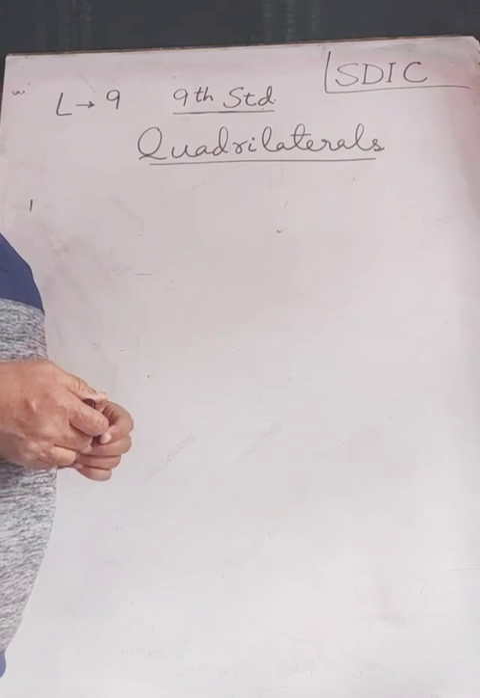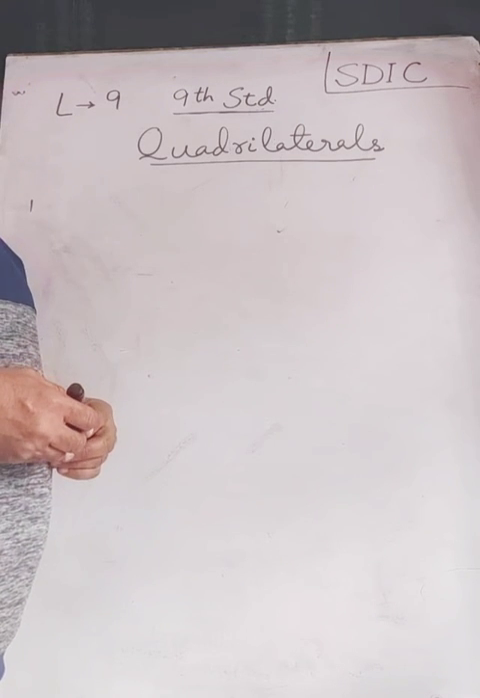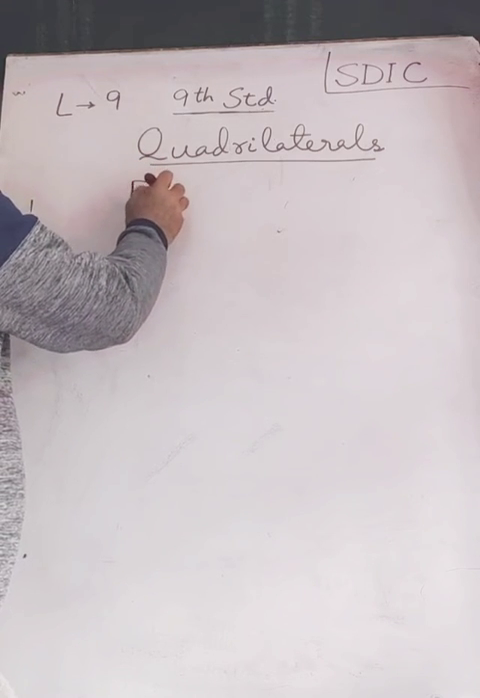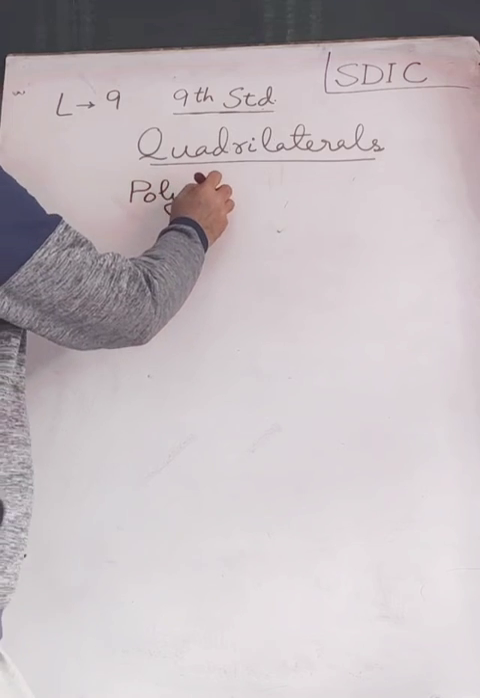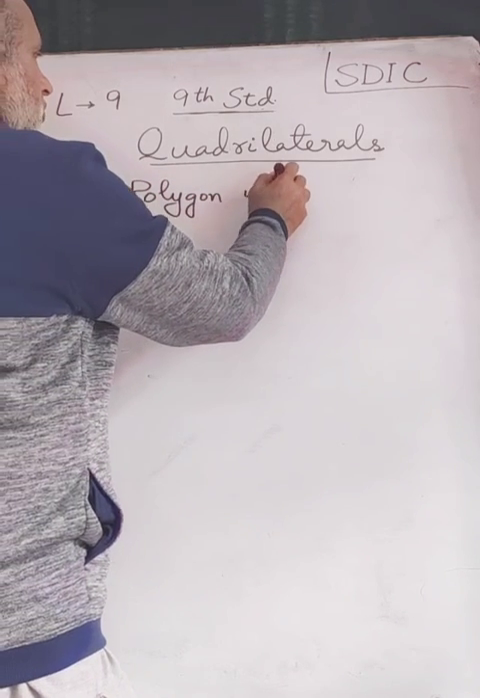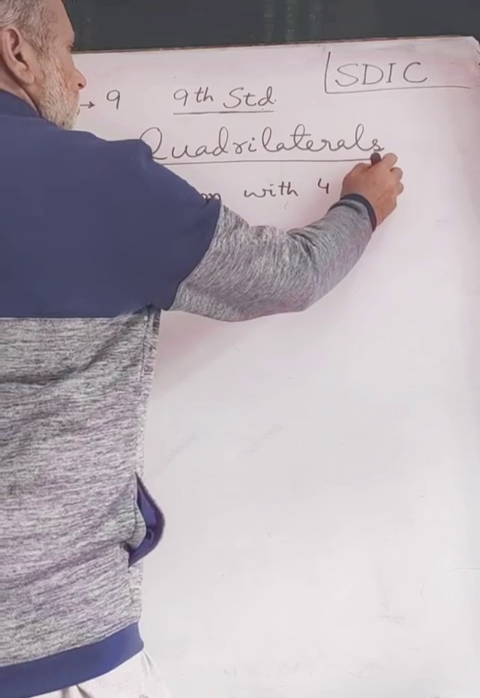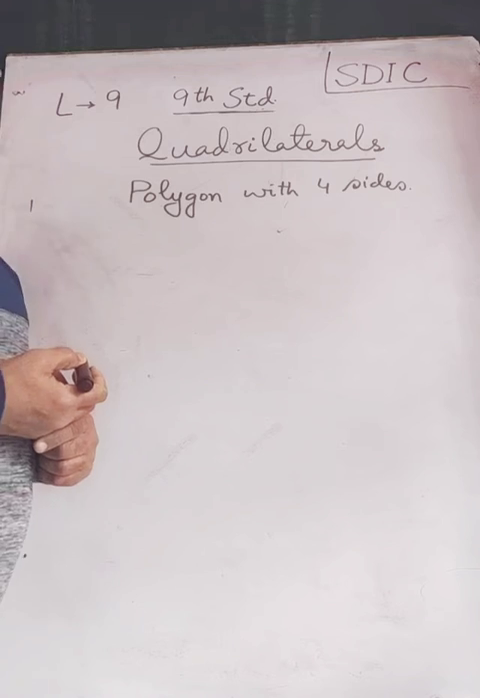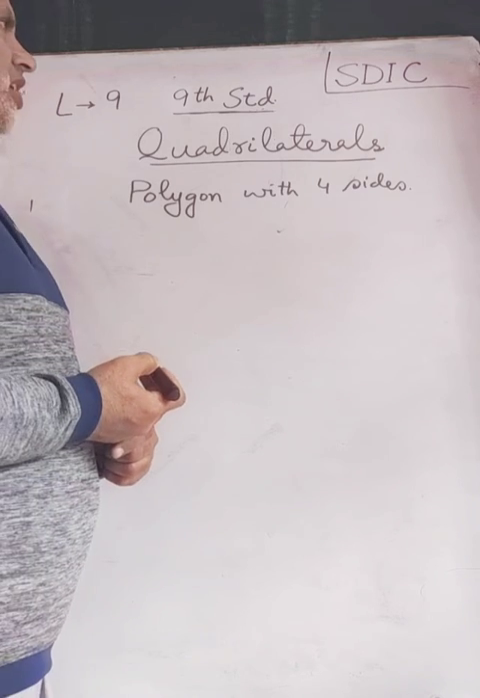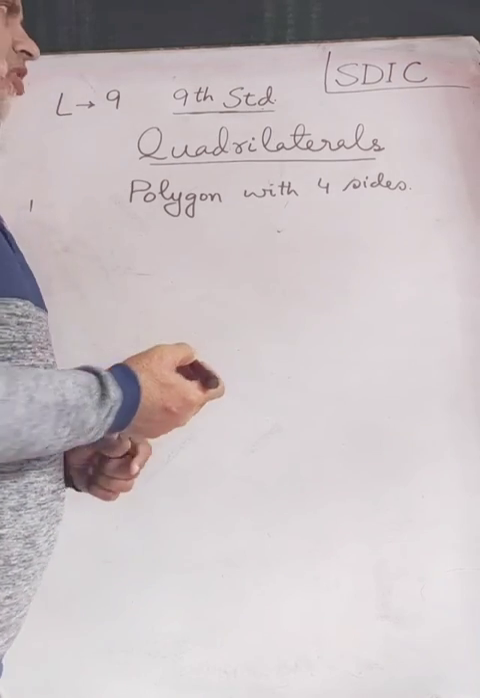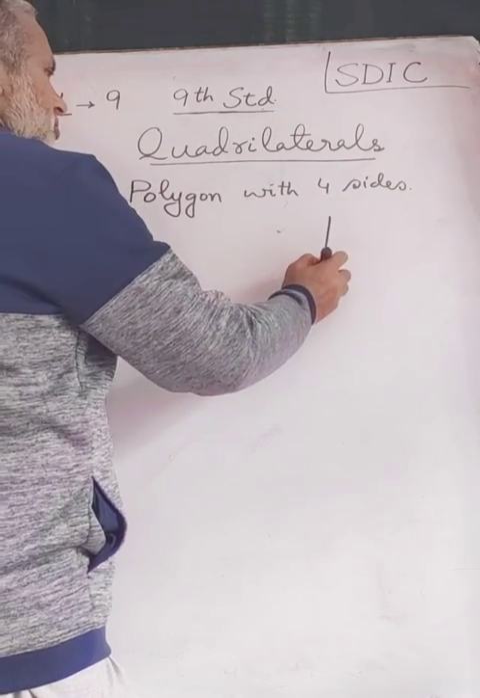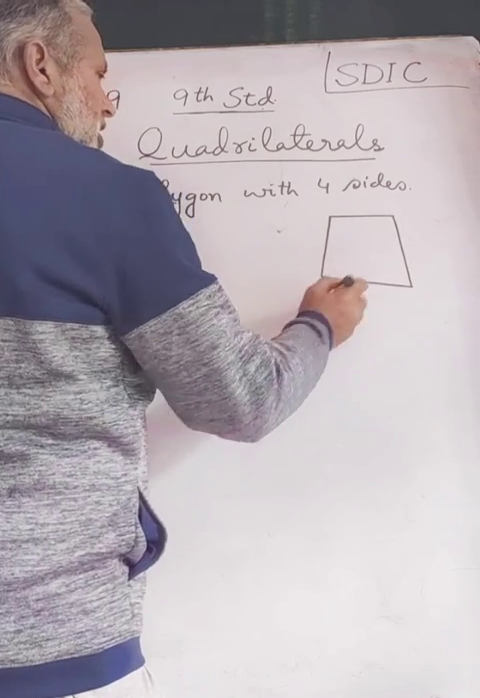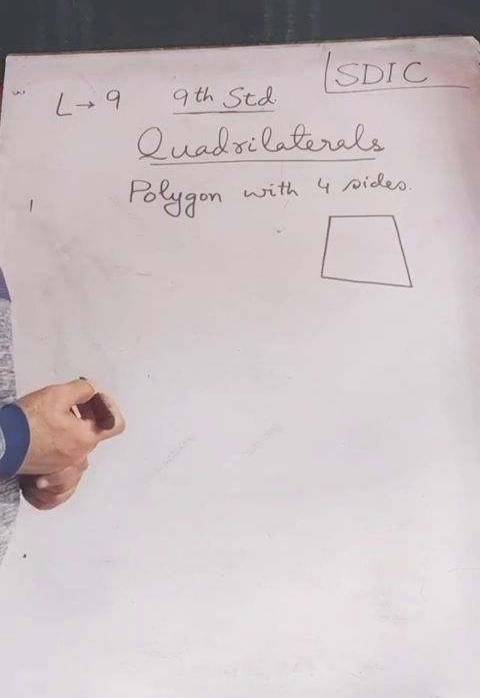You have already read about quadrilaterals in earlier classes. Quadrilateral is a polygon with 4 sides. Polygon with 4 sides is called a quadrilateral. This is the diagram of a quadrilateral. It is a quadrilateral. It is a polygon with 4 sides.